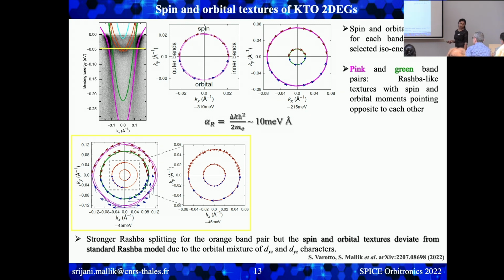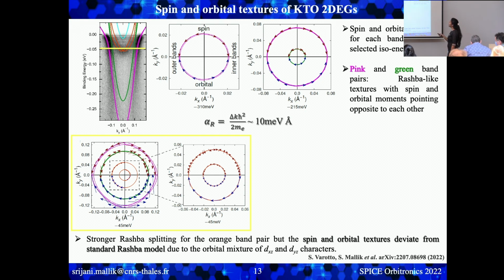And also here we can see that the pink and the green band pair are deviating from the pure Rashba model, because now there is orbital mixture between dxy, dxz and dyz. Because of this orbital mixing, they are no longer following the pure Rashba model. According to the pure Rashba model, normally the spin should rotate 2 pi in a circle. But in this case, for the orange band, we see a 6 pi rotation in the circle, which is completely deviating from the Rashba model.